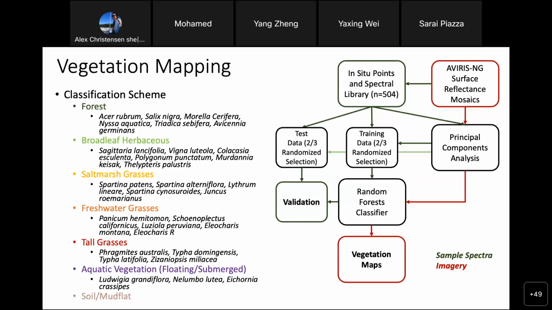That was the basis that we used to construct our spectral library for this mosaic. So we conglomerated all those vegetation data into these different classes. So forest, broadleaf herbaceous, which are freshwater dominant, salt marsh grasses, and some of these species also include brackish species, freshwater grasses, these tall grasses like Phragmites and Typha that are structurally a lot different than the former two, and then aquatic vegetation and soil.